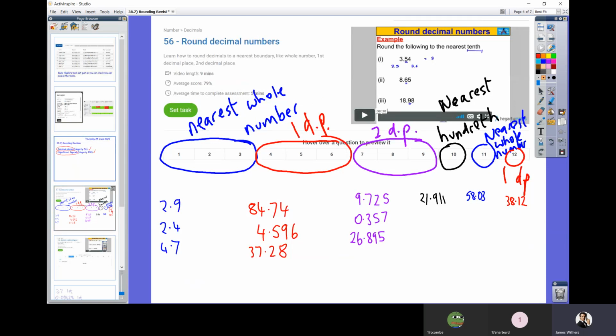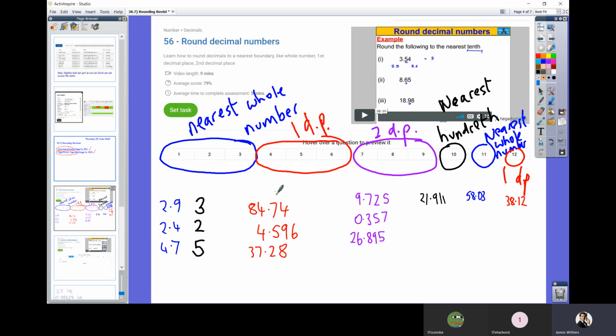So the first 3 questions on number 56 are very easy. Just round these to the nearest whole number. So clearly 2.9 is closer to 3. Clearly 2.4 is closer to 2. And 4.7 is closer to 5. So that should be 3 easy marks. Then questions 4, 5 and 6 are requiring you to round these here to 1 decimal place.